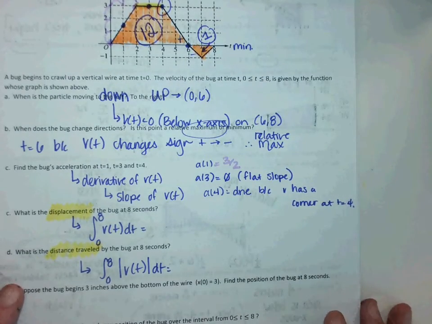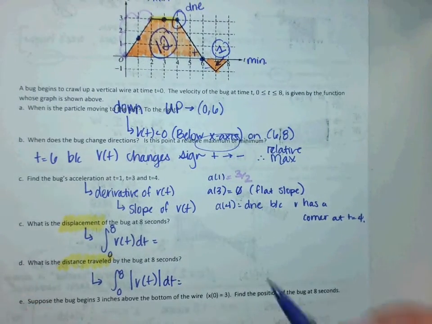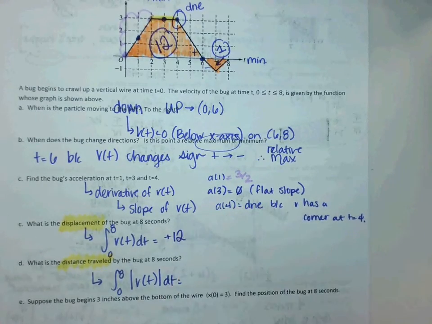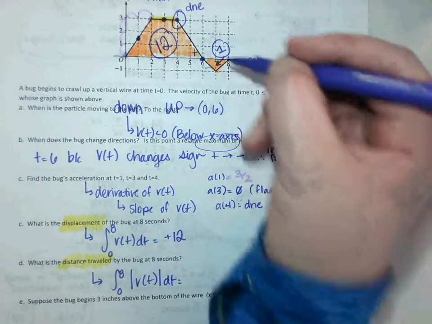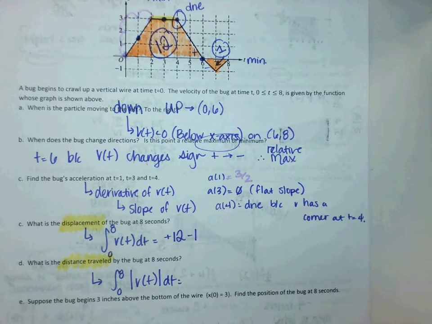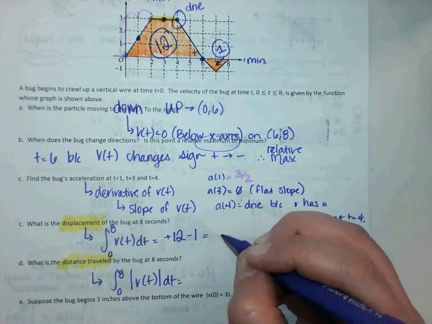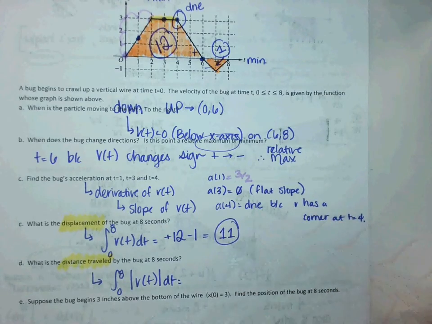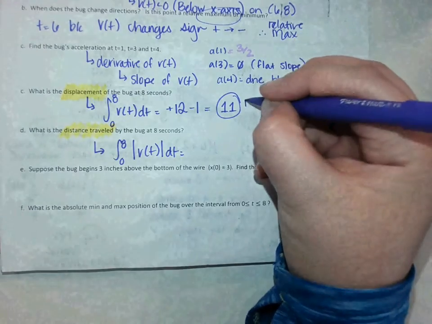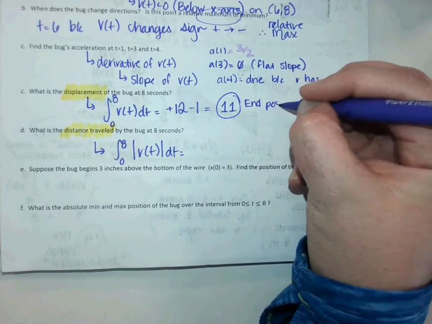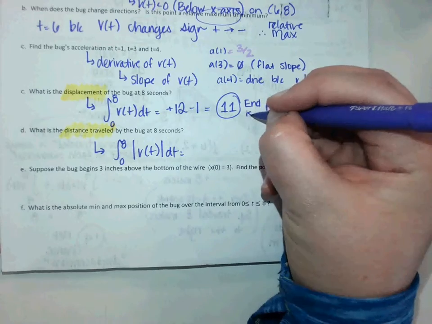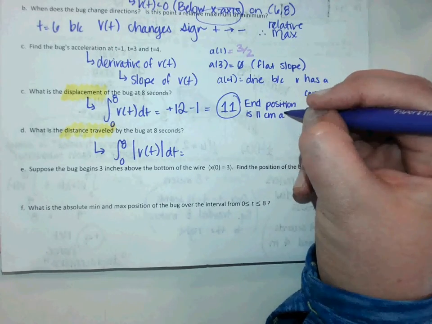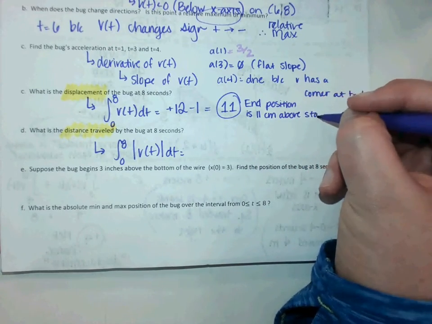So if I want displacement, my area on top counts as a positive 12, but my area on bottom counts as a minus 1. 12 minus 1, what's my displacement? 11. Now, what does that mean? That means that at the end, my bug ends 11 higher than where it started. Make sense? So I'm going to write that. My end position is 11 centimeters above starting position.